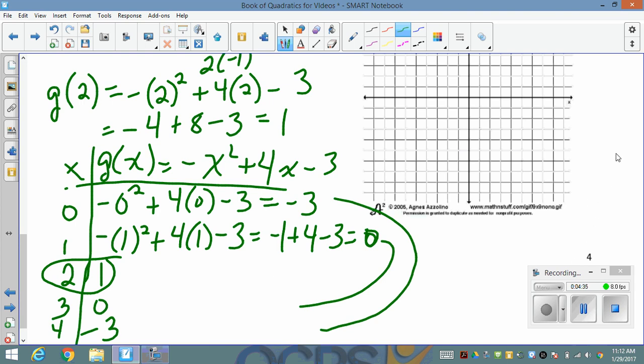Plotting my points, 0, negative 3, 1, 0, 2, 1, 3, 0, and 4, negative 3. Connecting in that nice, smooth, U-shaped curve, extending through and drawing my arrows.